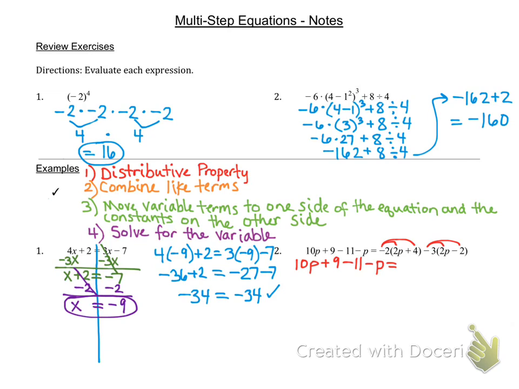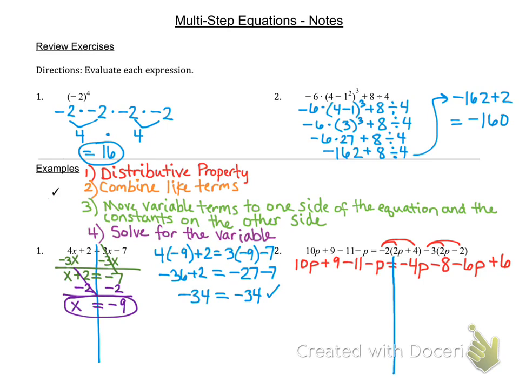Negative 2 times a positive 2p is a negative 4p. Negative 2 times 4 is a negative 8. Negative 3 times 2p is a negative 6p. And negative 3 times a negative 2 is a positive 6. Okay, next step, I'm going to combine like terms. I'm going to draw that line straight down from our equal sign.